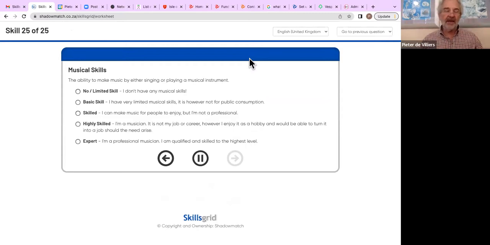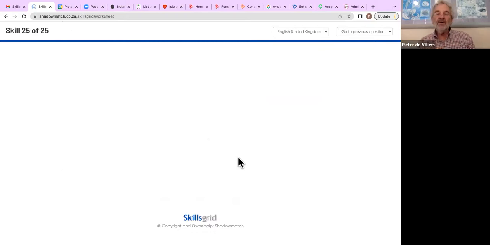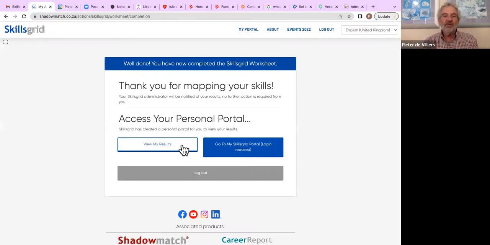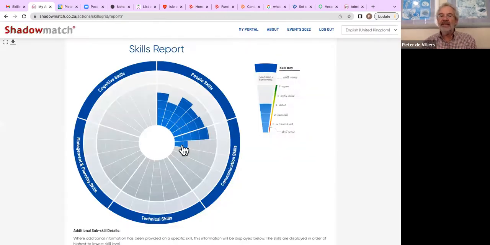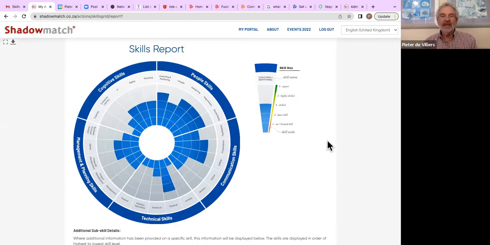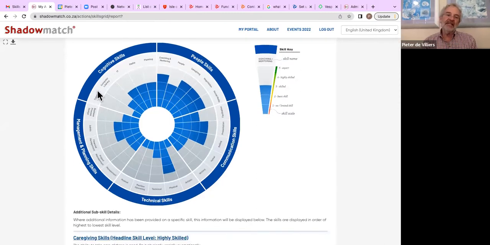Musical skills. Can you play musical instruments or make music in a professional way? And the person says, no, nothing. Now we have ended the worksheet and it took us 20 minutes. And the individual can view his or her results. The skills are being presented in 5 categories: 5 cognitive skills, 5 people skills, 5 communication skills, 5 technical skills, and 5 management and planning skills.